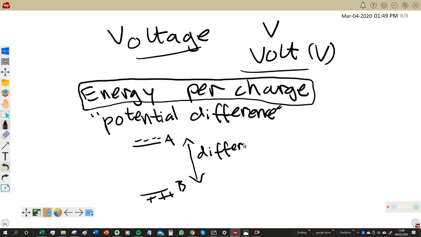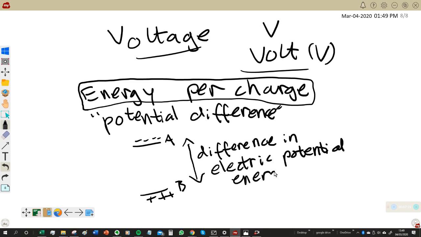So this is the difference in electric potential energy per charge. And so what does this mean? Well, this means that when we measure voltage, we don't actually measure the energy directly.